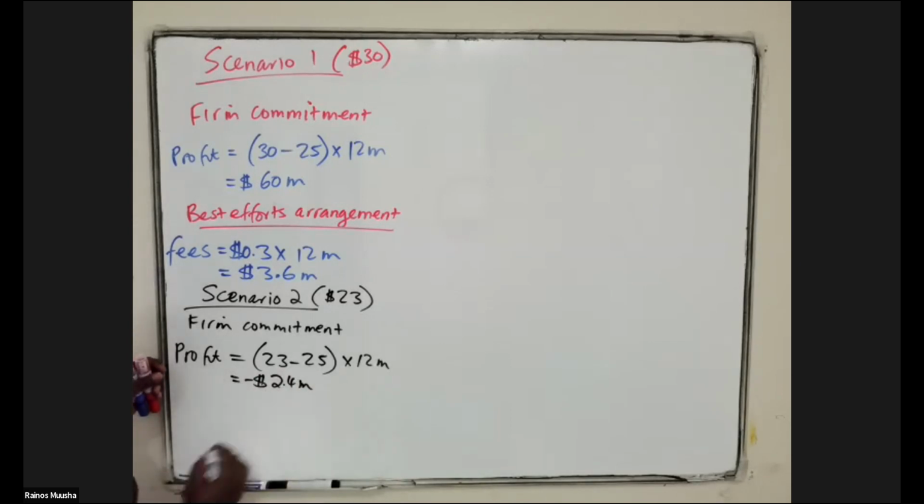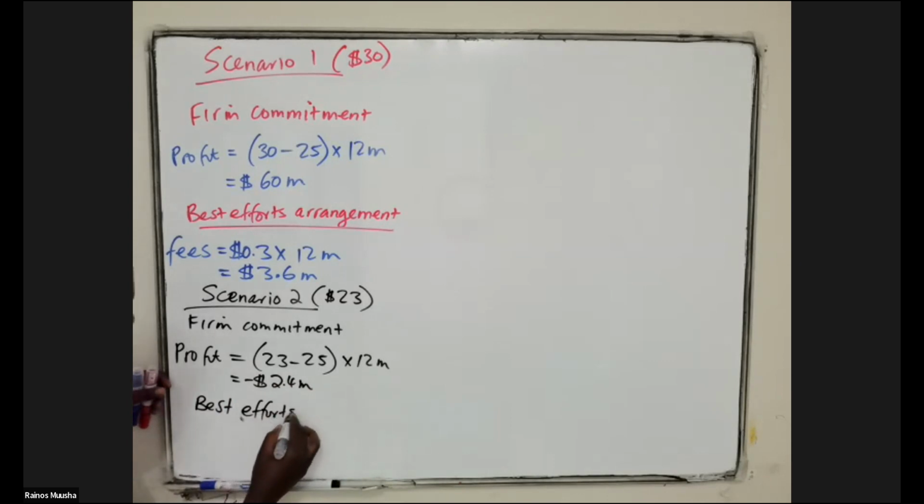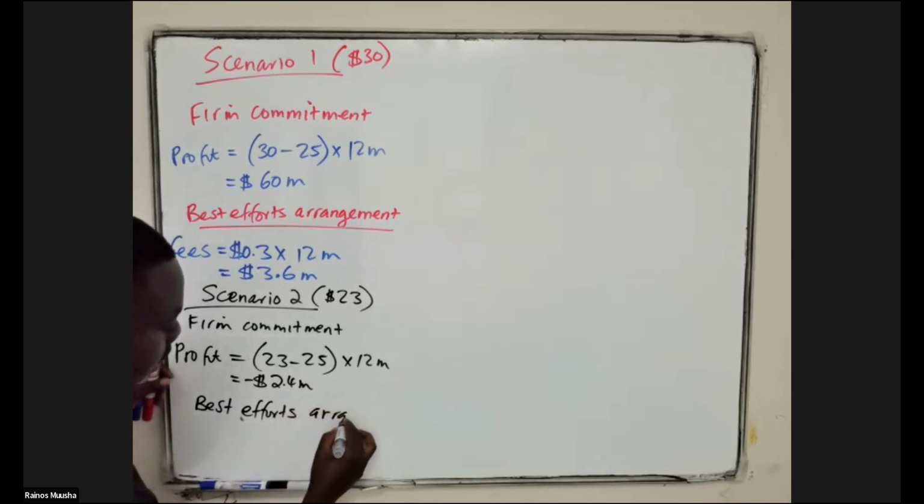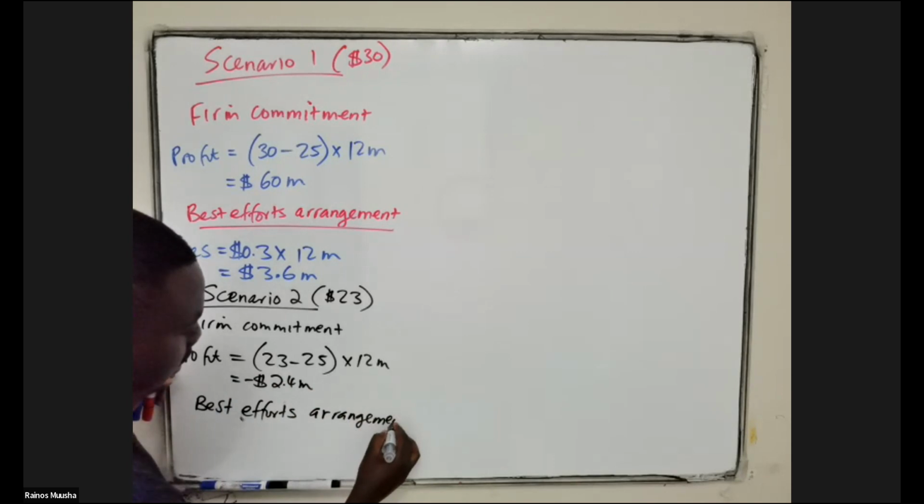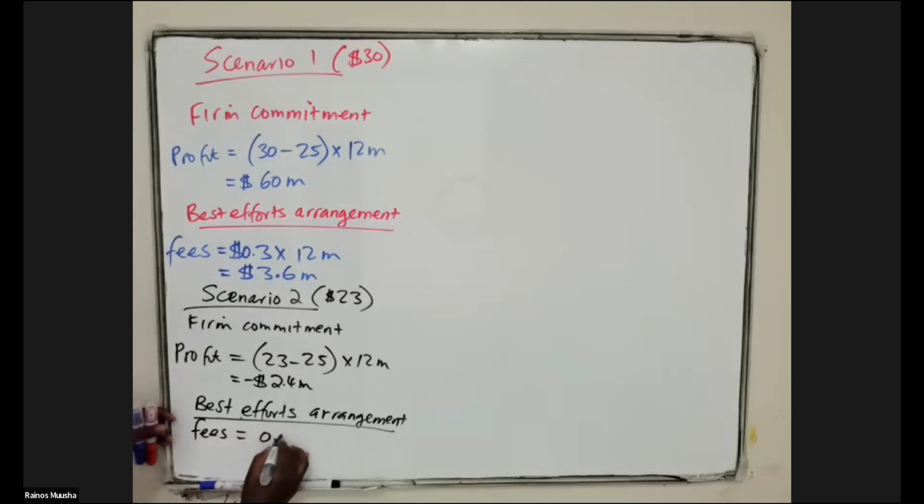So we suffer a loss. But if we go the best efforts route, our fees are going to be the same. 0.3 multiplied by 12 million shares, which is equal to 3.6 million.